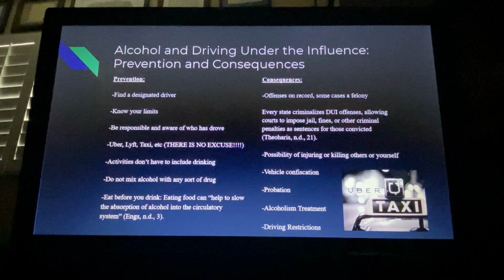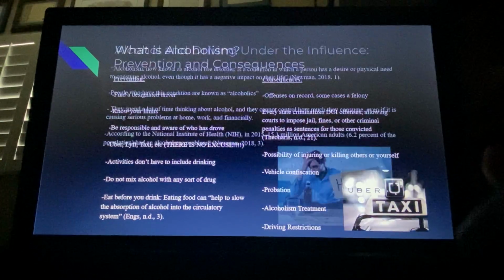And then some consequences for drinking and driving. Obviously, there's going to be offenses on your record. In some states, it's a felony. Every state criminalizes DUI offenses and allows people to go to court, jail, have fines, and other criminal penalties. There's a possibility of injuring or killing yourself or others. Your vehicle can be taken or confiscated. You can be put on probation. You could be forced to go to alcoholism treatments, and you could have driving restrictions.